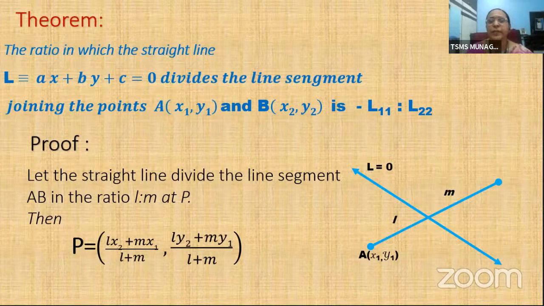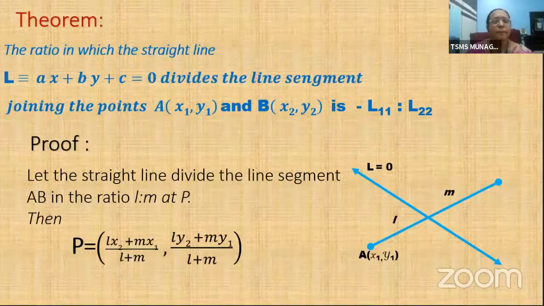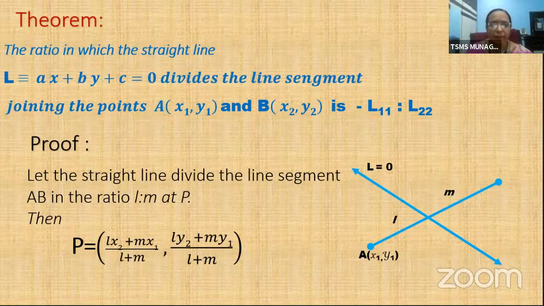(x2, y2), which is now intersected by the line L equal to 0, which is in the standard form. Now the ratio in which it divides is minus L11 is to L22. How do we get this? Let us take the point of intersection as P. As per the section formula which you have learnt in your 10th class, suppose I take P as (x naught, y naught), it divides in the ratio L is to M, and P is equal to (Lx2 plus Mx1) by (L plus M), and (Ly2 plus My1) by (L plus M). This is from your 10th class formula.